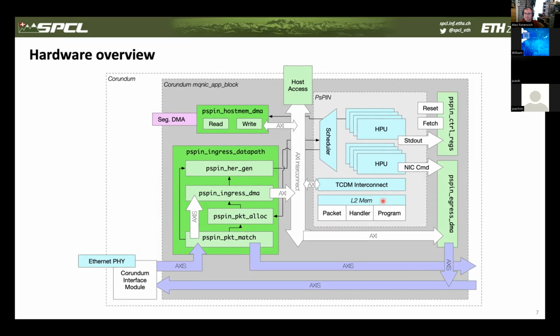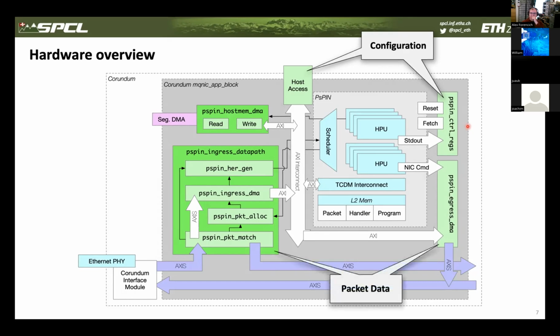And then at the top we have a bunch of control path or configuration interfaces for host access to the pSpin memory so that we can load programs into the cluster, and then we also have a set of control registers that basically act as GPIO registers, with which we can pull the reset of the cluster, and, for example, there is a fetch enable of the cores and all kinds of stuff like that.